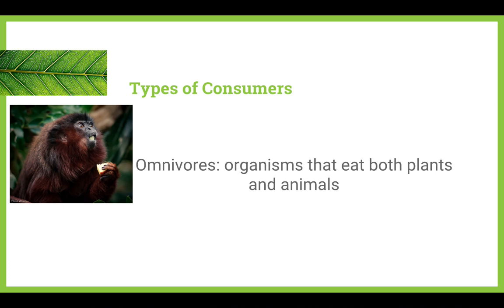Third is an omnivore. This is what humans would be. They eat both plants and animals. So the monkey you see there is eating an apple, but he also eats other organisms, so he's considered an omnivore.